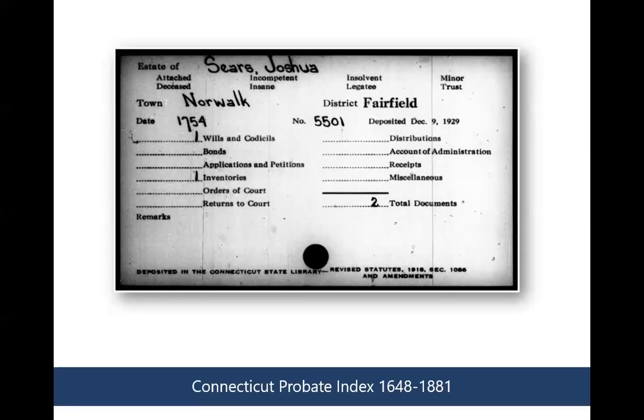And this shows the Connecticut Probate Card Index, which is viewable at a family history center or affiliate or at the Connecticut State Library. It gives the name of the deceased, in this case, Joshua Sears, the deceased's town of residence, the probate district, which is Fairfield, and the documents that are included in the packet. So we see here that his packet is from 1754, and it includes a will and an inventory for a total of 2 documents in the packet.